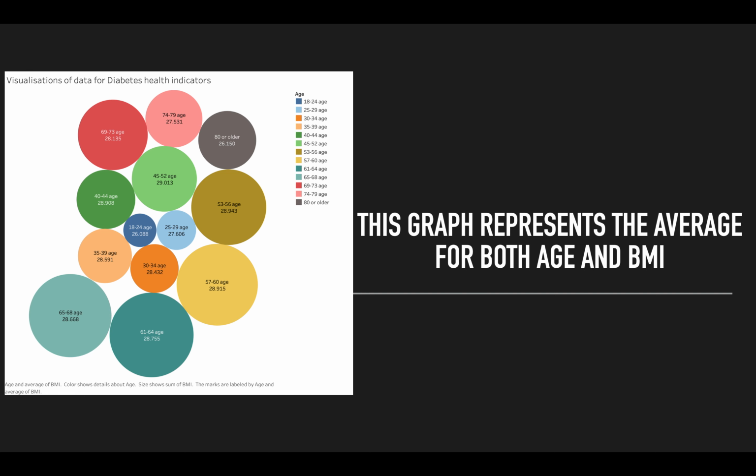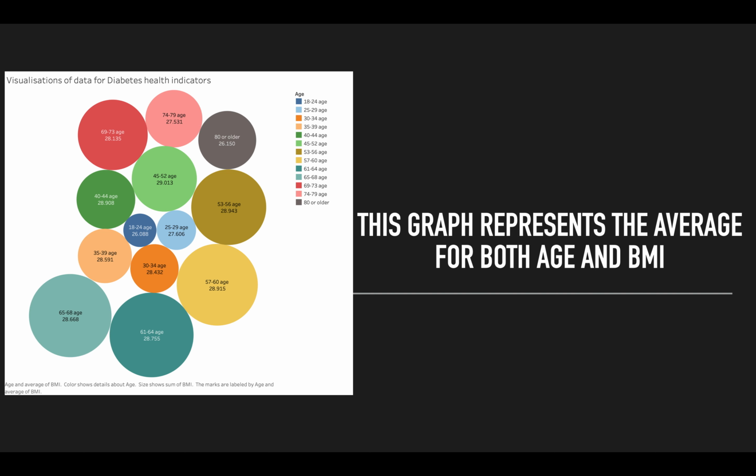The size of the bubbles is proportional to the sum of BMI, giving a clear picture of the total BMI for each age group and making it simple to compare the BMI levels between age groups. The bubble size corresponds to the BMI total, and the age groups are shown in different colors on the right hand side. The graph findings also show that the 53 to 68 age group has the greatest BMI, while the 18 to 24 age group has the lowest average BMI.